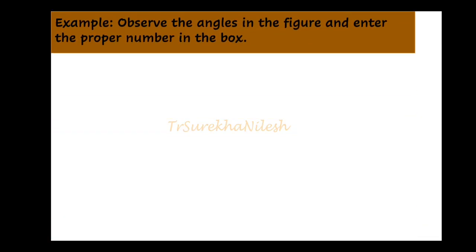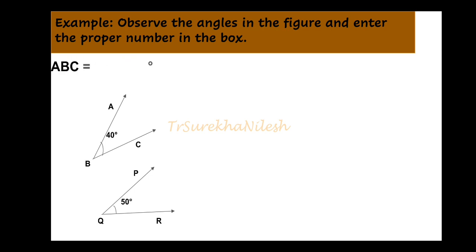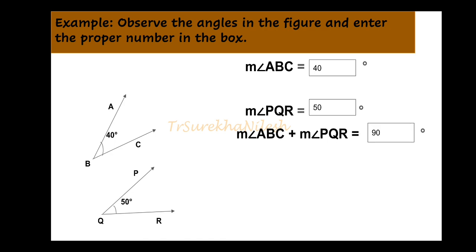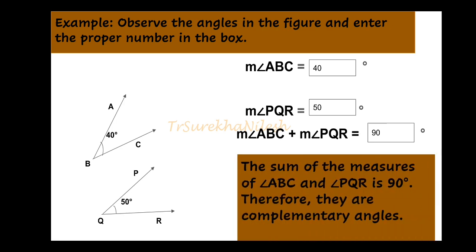See the example. Observe the angles in the figure and enter the proper number in the boxes. Measure angle ABC equal to 40 degree. Measure angle PQR equal to 50 degree. So children, when you add 40 by 50, you will get 90 degree. Therefore, measure angle ABC plus measure angle PQR equal to 90 degree. The sum of the measures of angle ABC and angle PQR is 90 degree. Therefore, they are complementary angles.